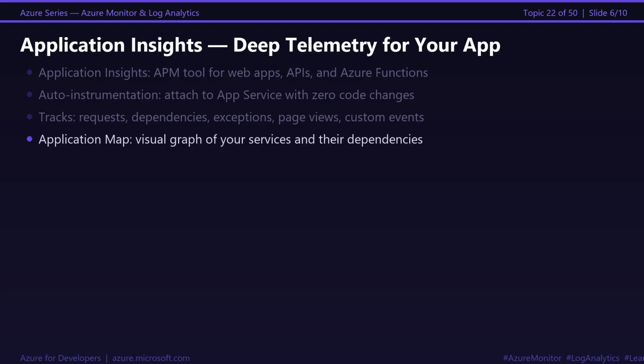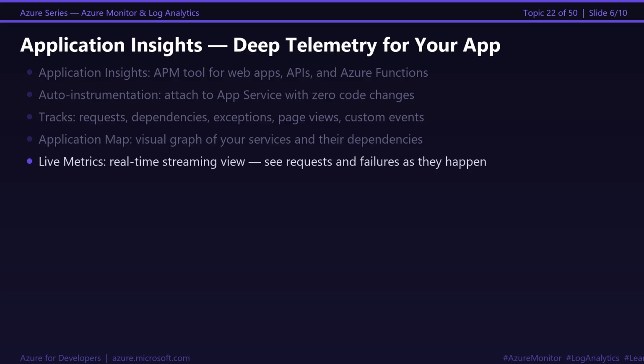Monitoring without alerts is just a pretty dashboard nobody watches. Alerts are what make monitoring actionable. Metric alerts are the simplest. CPU above 85% for 5 minutes, fire an alert. Available memory below 500 megabytes, fire an alert. Request latency above 2 seconds, fire an alert. These catch infrastructure problems before they become outages.